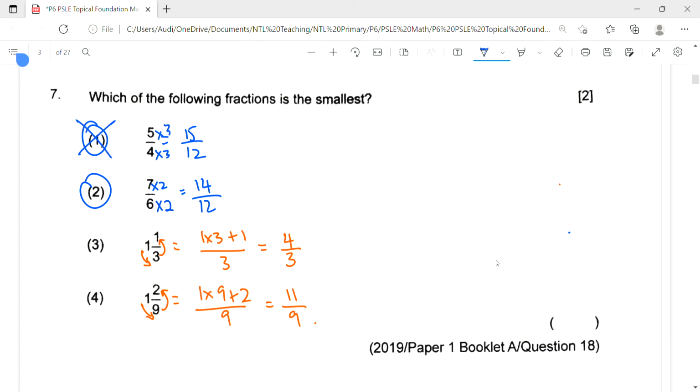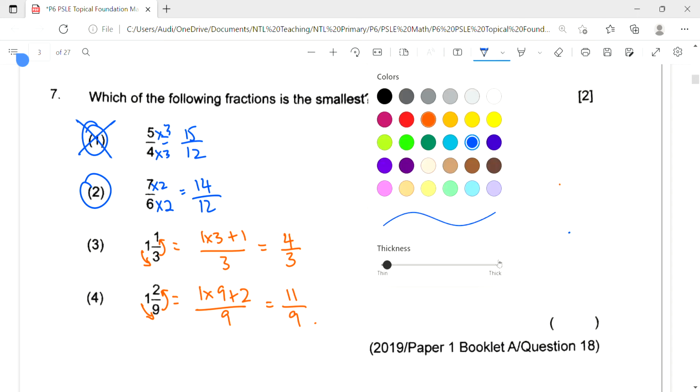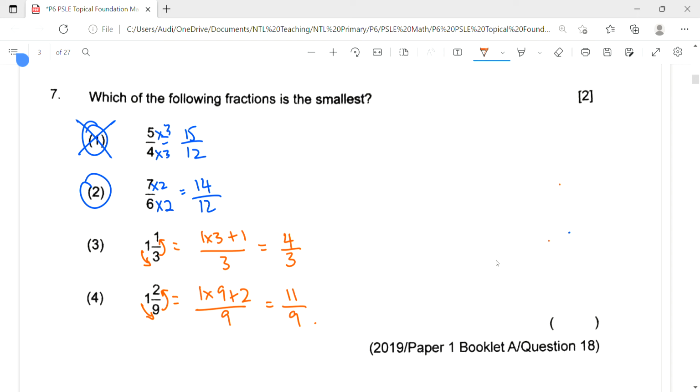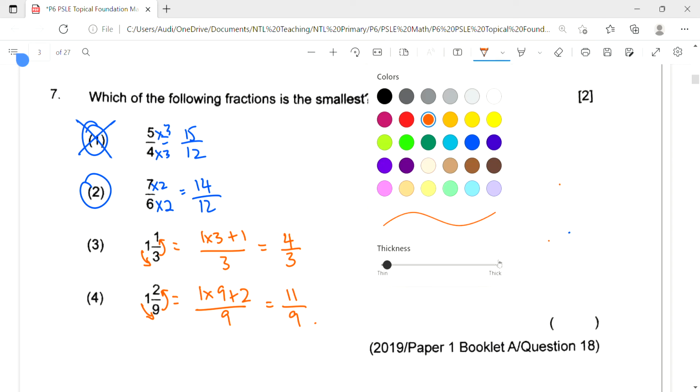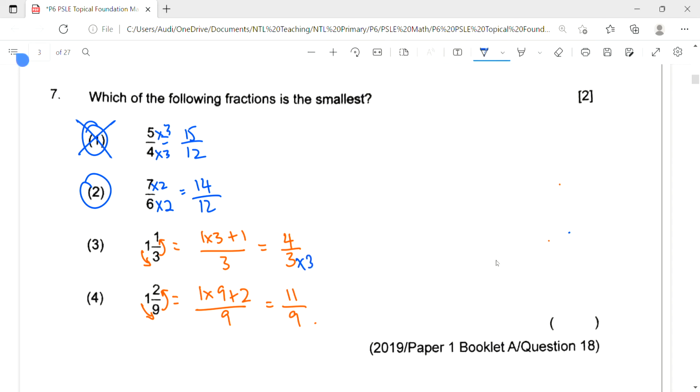Now we'll compare number 3 and number 4. We make the common denominator between 3 and 4. That's 9. So times 3, we get 12 over 9. Which one is smaller? Number 4 is smaller. 11 over 9 is smaller than 12 over 9. So we scratch out number 3.